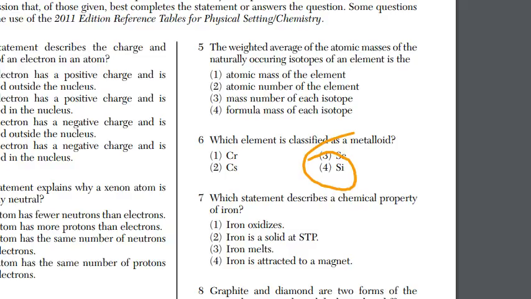Which statement describes a chemical property of iron? Well, iron, you should recognize it's an element. If we have a chemical property, then it's reacting with another element or compound. Properties are going to change. So chemical properties, it's not going to stay the same.